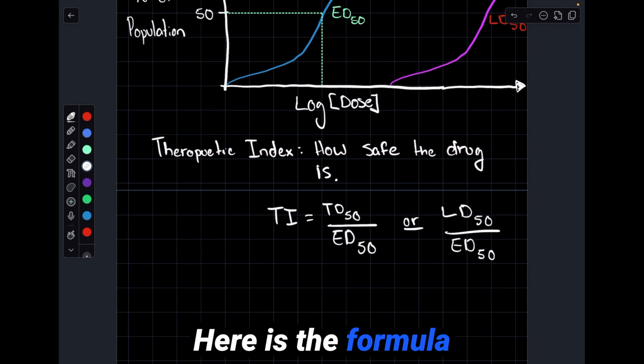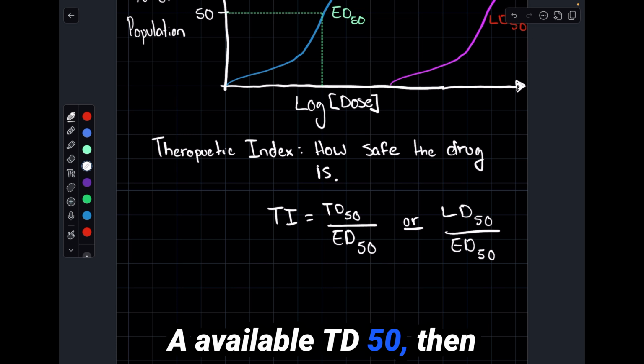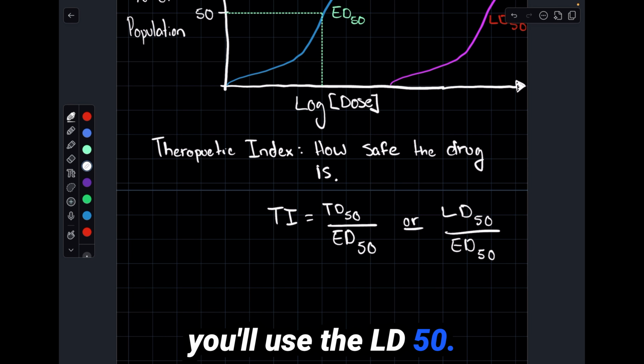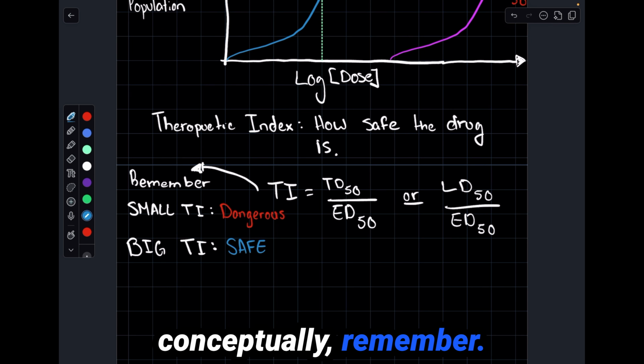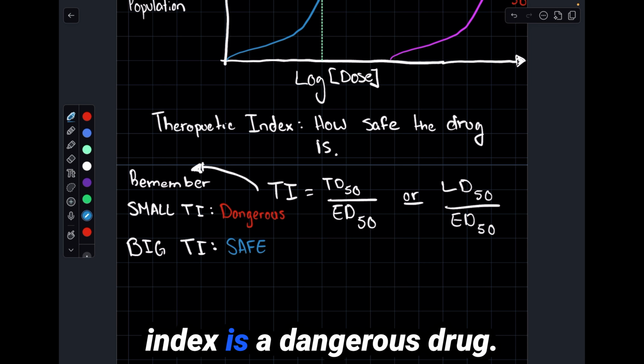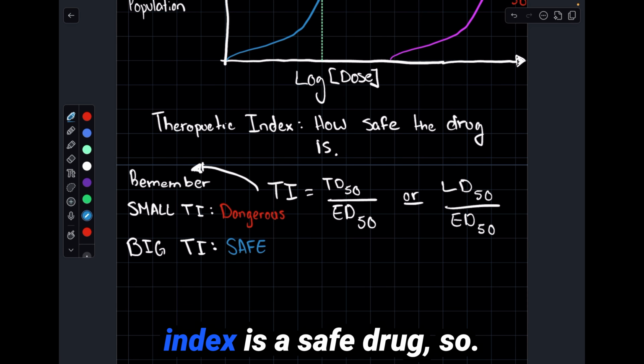Here's a formula for therapeutic index. If you don't have an available TD50, then you'll use the LD50. Same is true vice versa. To see this conceptually, remember, small TI or therapeutic index is a dangerous drug. Big TI or therapeutic index is a safe drug.